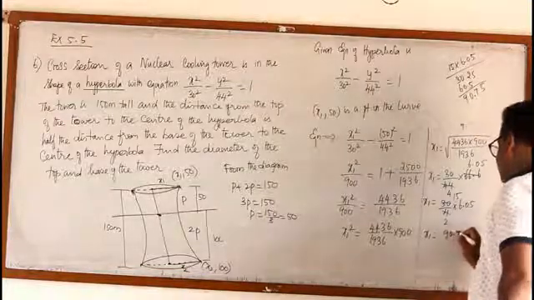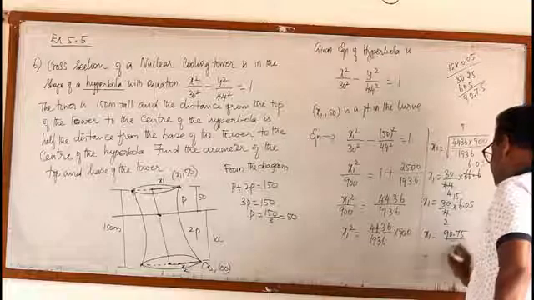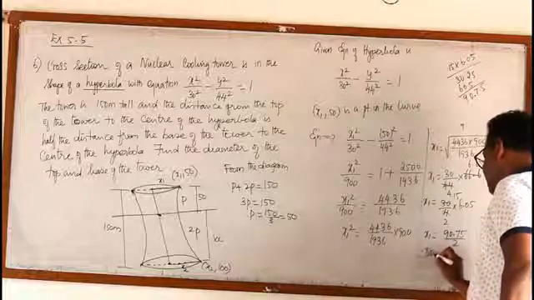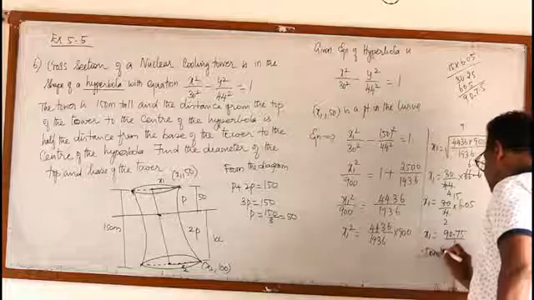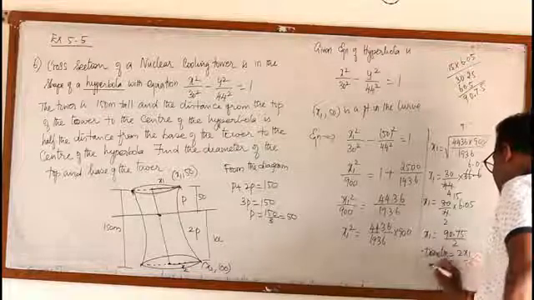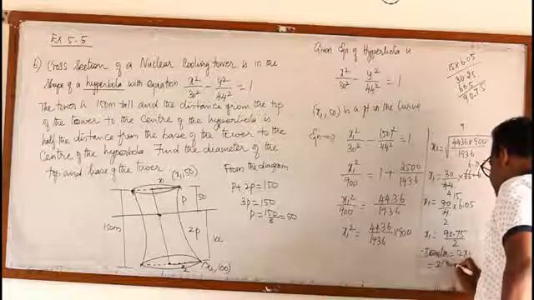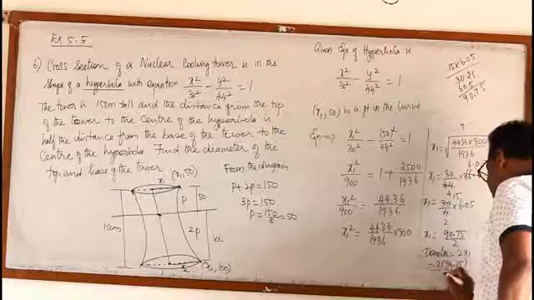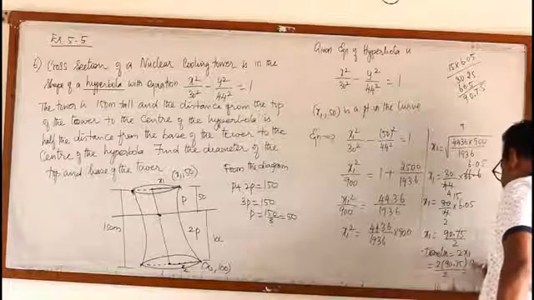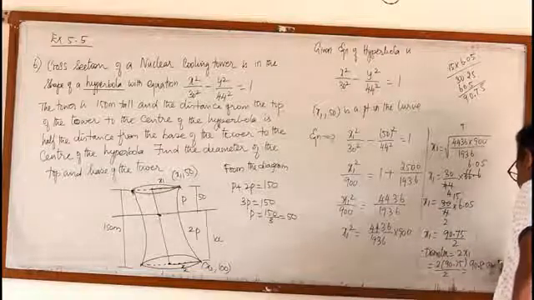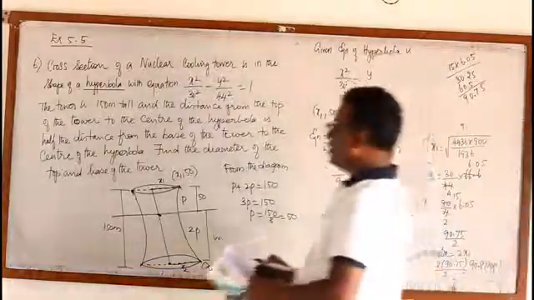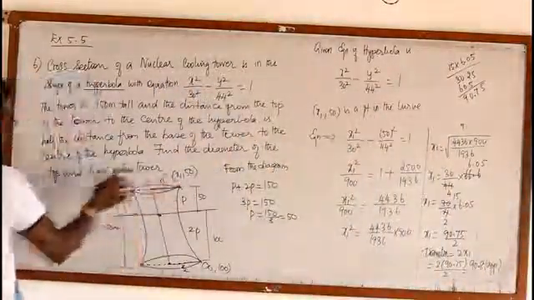So it is 90.75 by 2. Therefore, the diameter is 2x1. That is 2 into 90.75 by 2. So it is 90.8 approximately. So this is the diameter of the top surface.